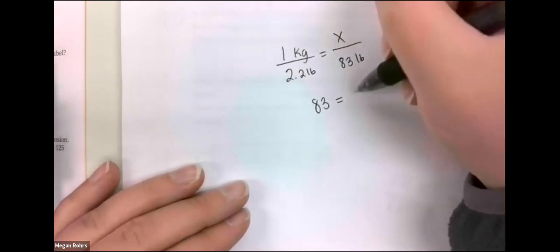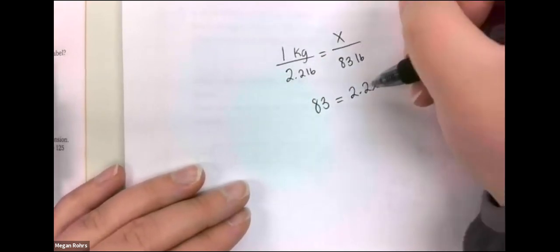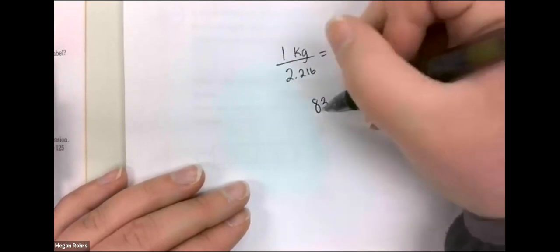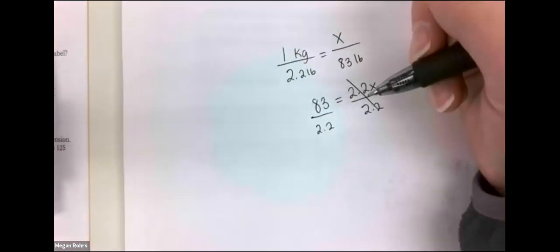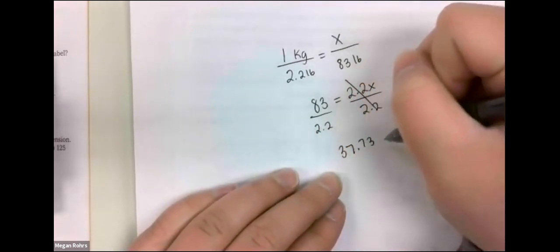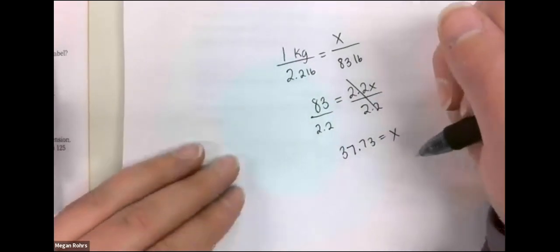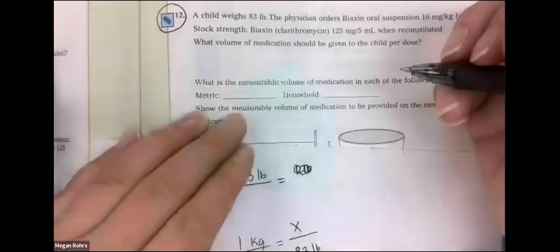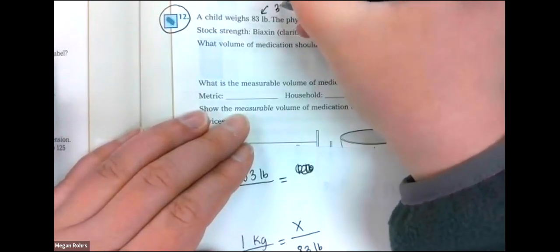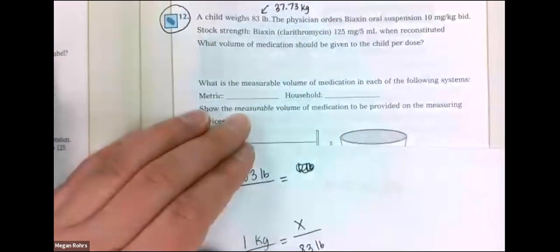So 1 times 83 is 83. And then we have 2.2x. So divide by 2.2 here. So 83 divided by 2.2, that gives me 37.73 kilograms. So I'm going to transfer that over here. So I know that their weight now is 37.73 kilograms.